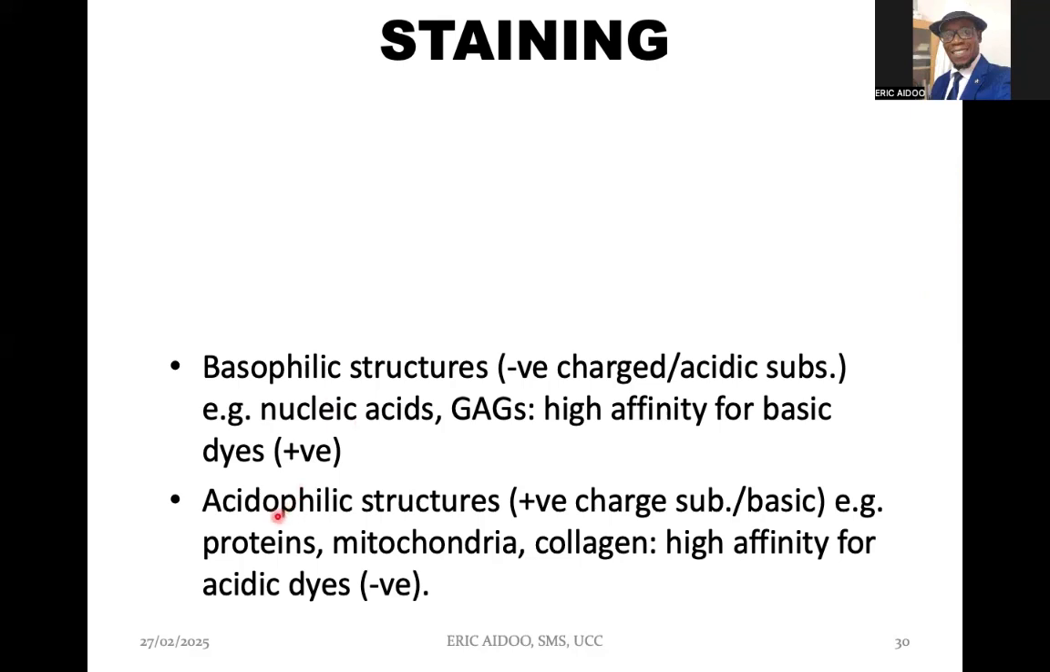Then you have acidophilic structures. They love the acid type of stain. They are positively charged. Examples are proteins like mitochondria and collagen. They have high affinity for the acidic dyes. Because they are positively charged, they will be attracted by negative dyes.